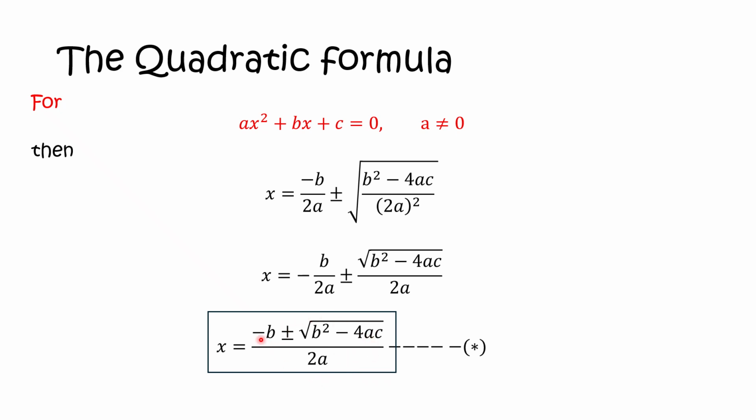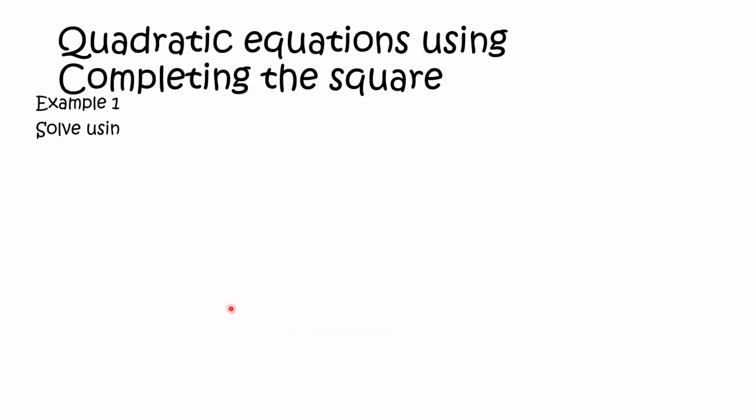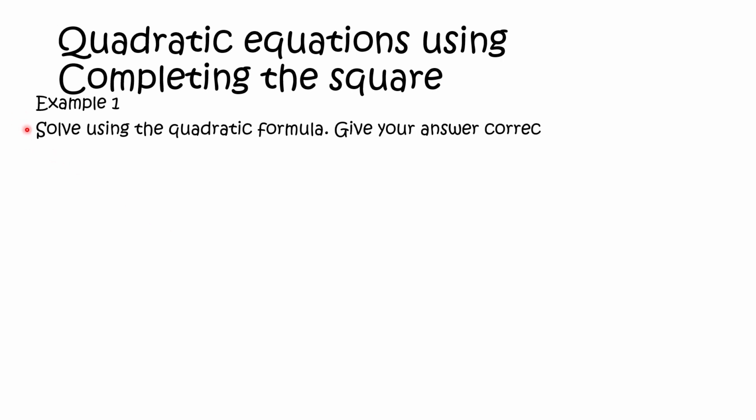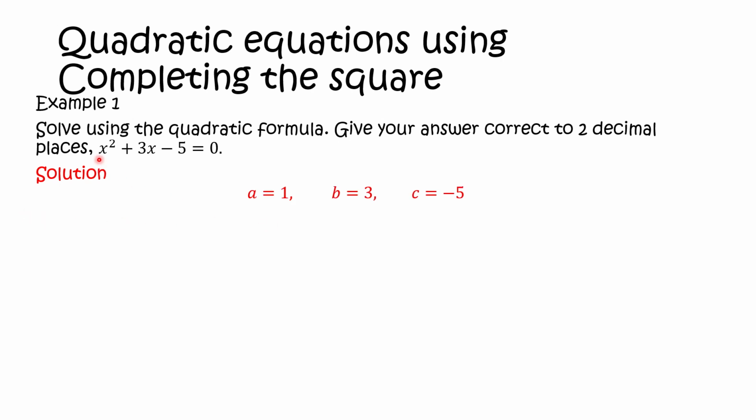Great. Let's look at example 1. Solve using the quadratic formula. Give your answers correct to 2 decimal places. And the equation is x squared plus 3x minus 5 equals 0. So for the solution, the a is 1, the b is 3, and the c is minus 5. Substituting in the formula star, we are going to have that.